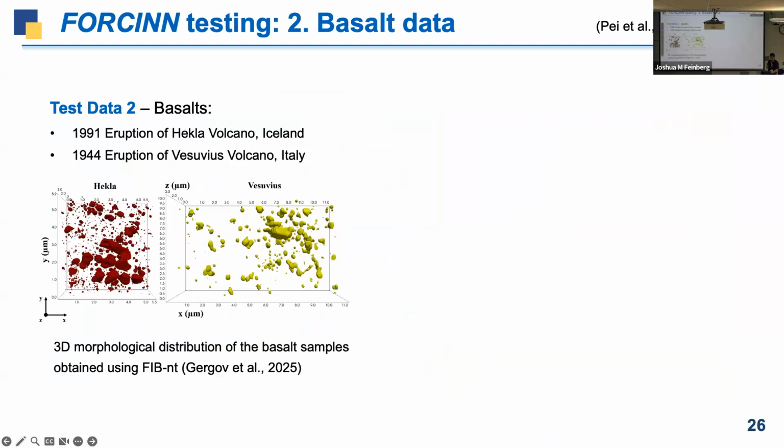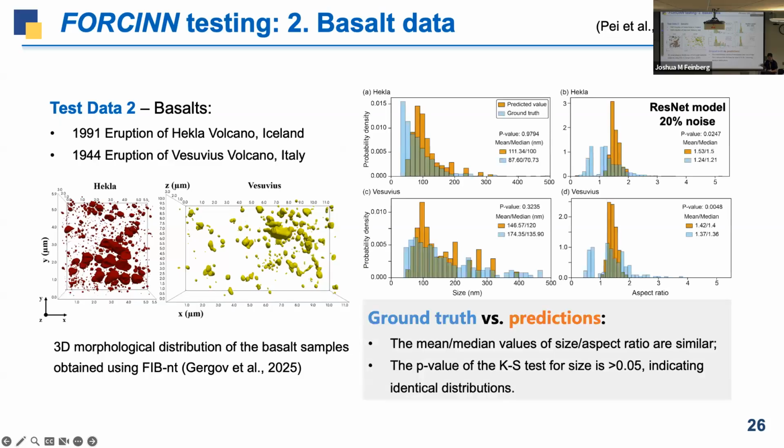And then we use some experimental data. We have two samples from Adrian's group, and the 3D dimensions were constructed using FIB nanotomography. Then we use FORCing to predict the size distributions, and we can see basically the mean and median values are similar. And if we use a KS test to test if the predictions and the ground truth are the same distribution, okay, it is, because the p-value exceeds 0.05.